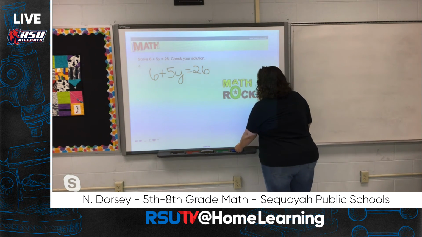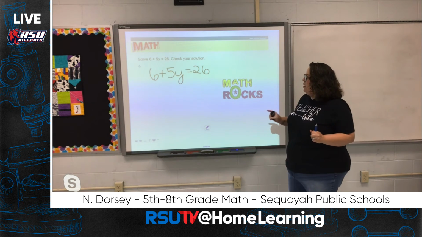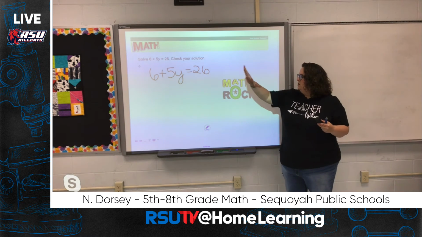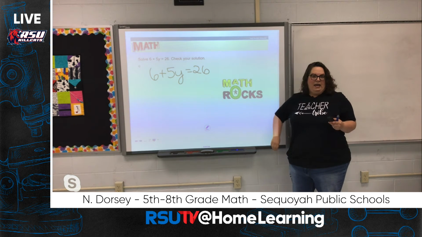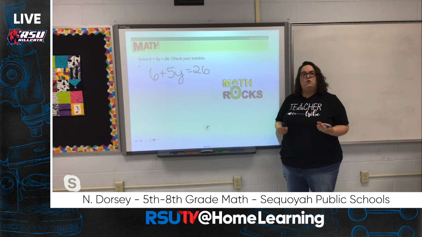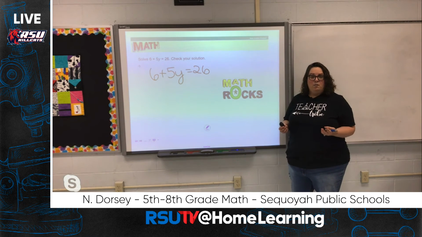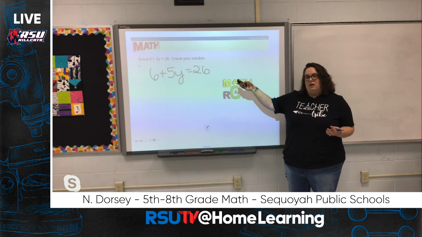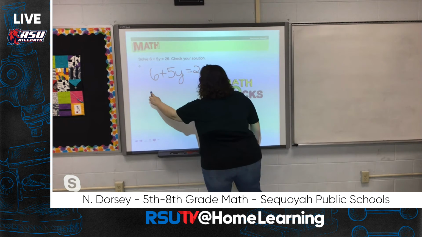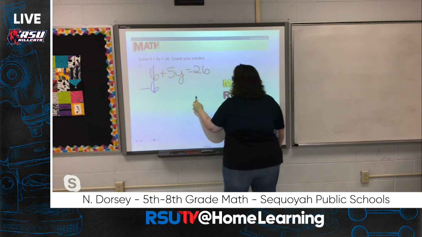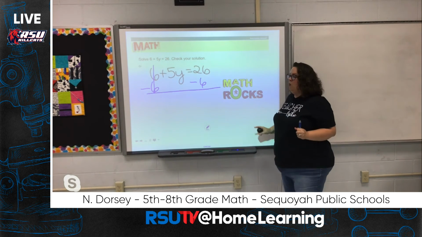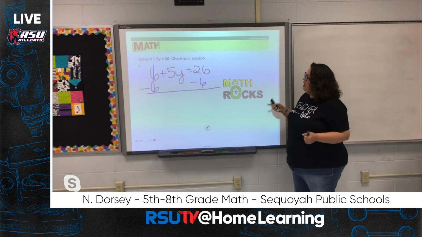So in this case, we have a positive 6. Now, I don't want you to look at the plus sign in front of the 5y because that doesn't go with the 6. Remember, we always look at the sign in front of the number. I don't see one here, so I automatically know it's positive. So I want that to be clear. So I'm going to subtract 6 on both sides. Remember, what you do to one side, you have to do to the other.